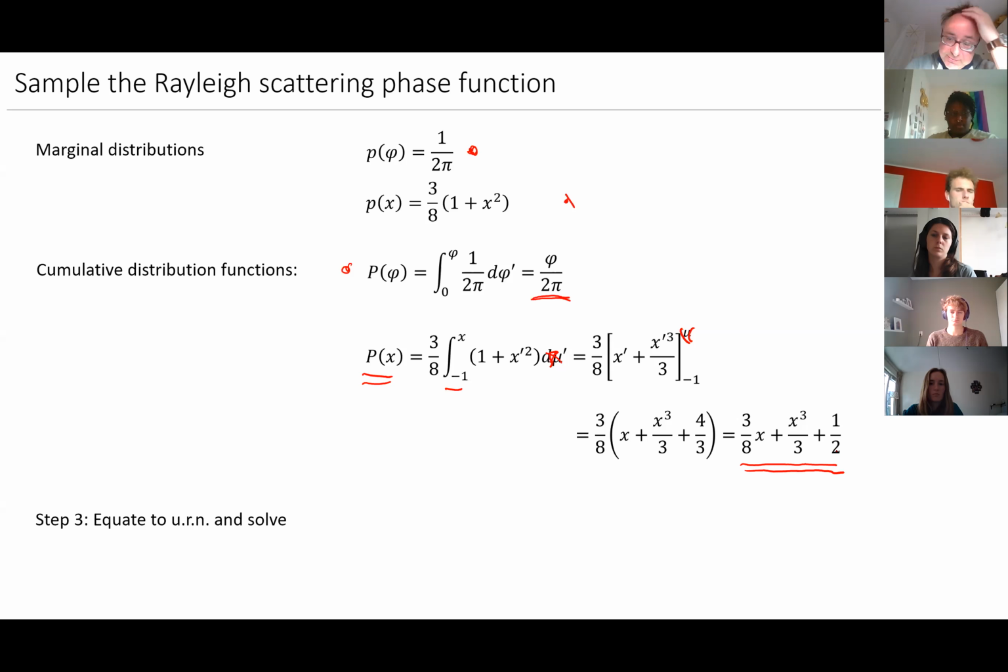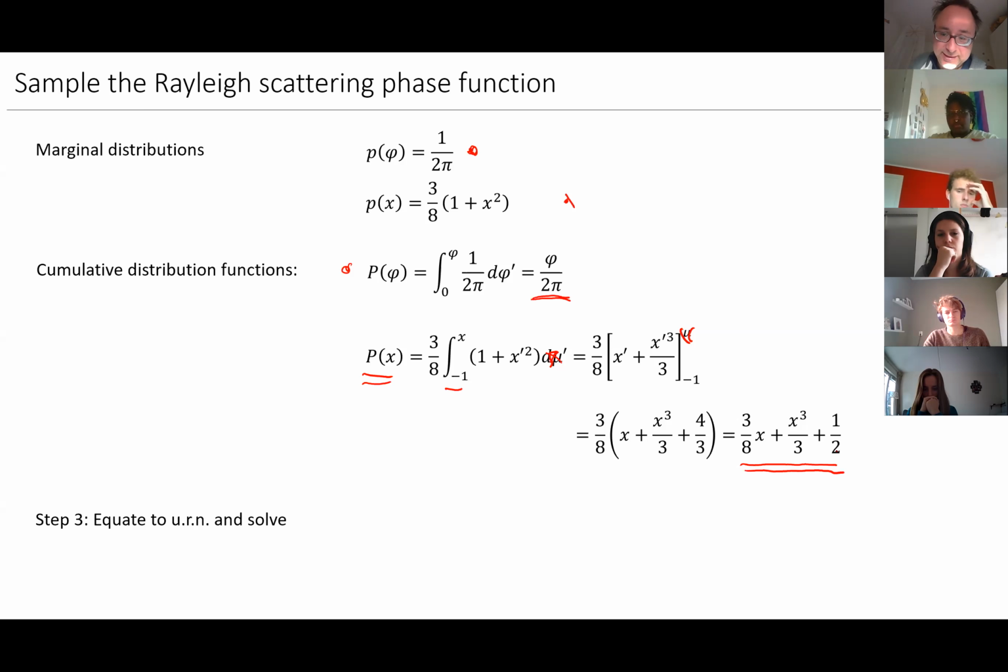Okay, now for both of these, we have to equate them to a uniformly drawn random number, and then solve for phi and for x. So what is that going to be for phi? So for phi, it would be 2 pi times the random number, right? Yeah, exactly. That's the easy one. That gives you just a uniformly distributed phi.